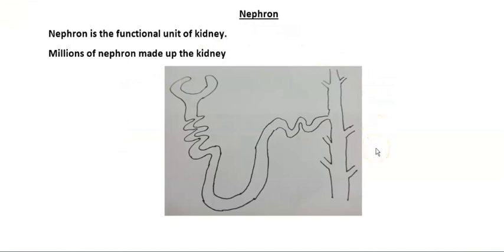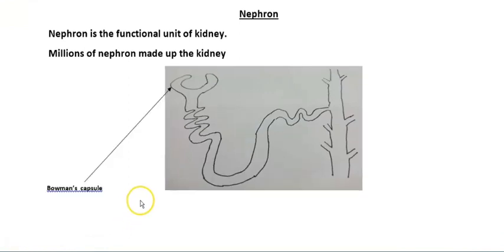What I want you all to do now is draw this in your exercise book. And then I'll explain about this one by one. Draw this structure first. Now we name it one by one.